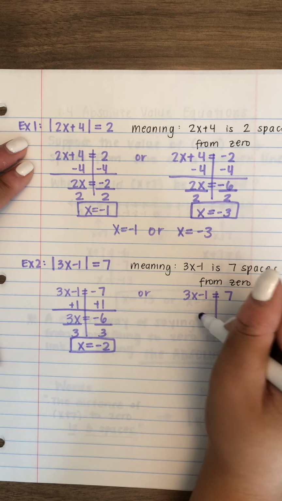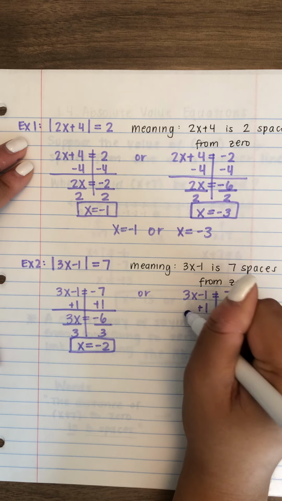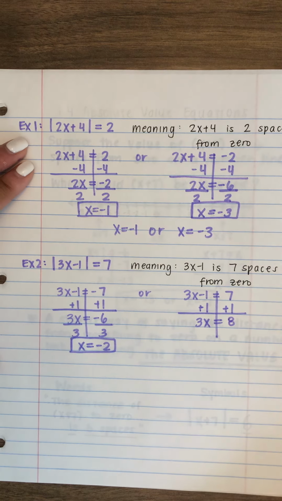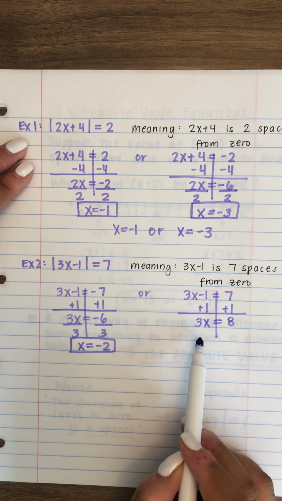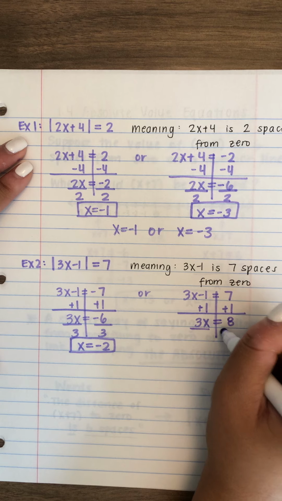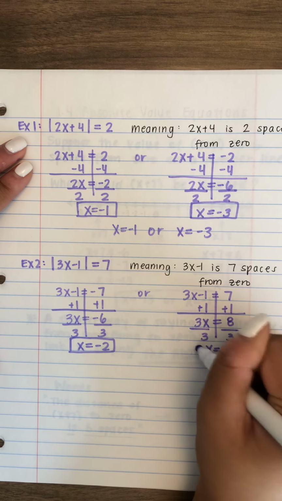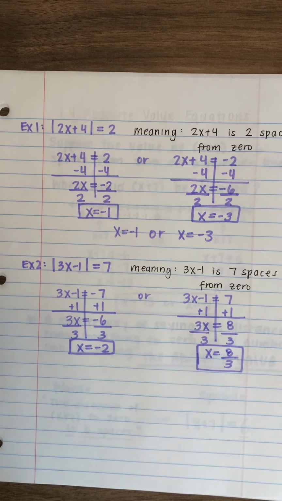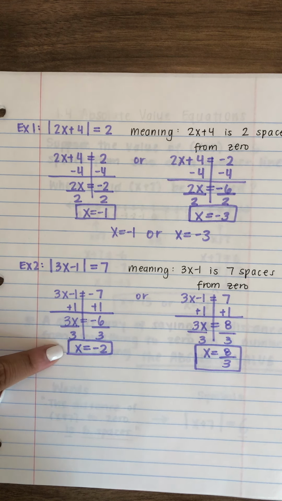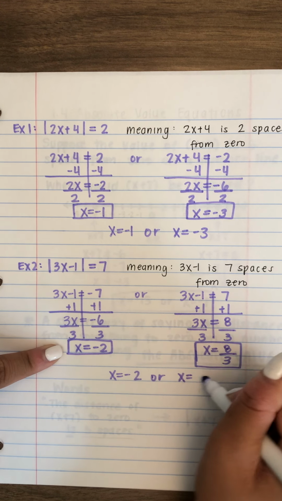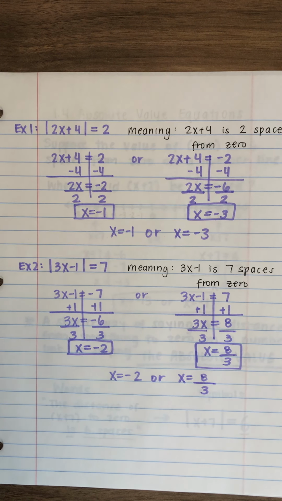Same thing on this side. I'm going to add 1 to both sides, leaving us with 3x equals 8. I want to keep isolating my x, so I'm going to divide both sides by 3, leaving us with 8/3. So in order for 3x minus 1 to be 7 spaces away from 0, x can either be -2 or x can be 8/3.